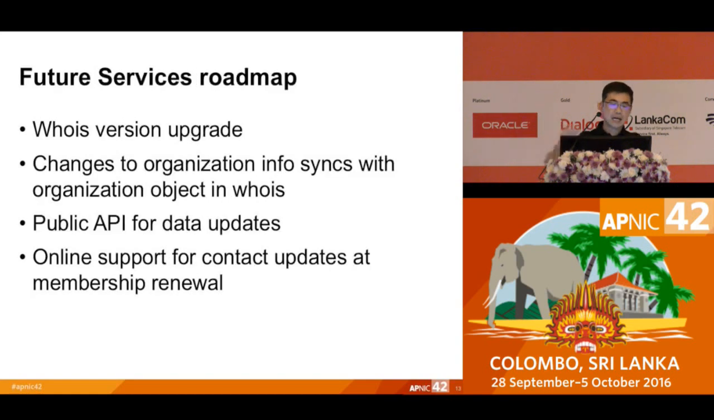Looking to the future, early next year, we will be upgrading the version of Whois, and we will be introducing organization objects. And again, to make updating easy, changes to the detail will automatically sync when the member changes the organization contact information. They do not have to update the org object again in Whois, just to save the trouble. We are also considering providing a public API for data update and online support for members at renewal to have their contacts checked and updated.